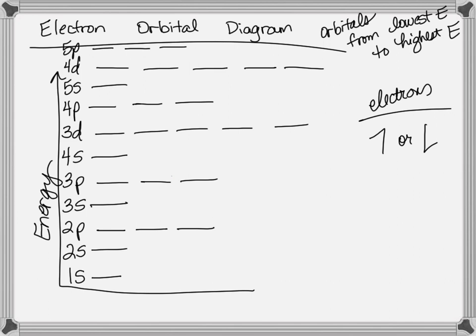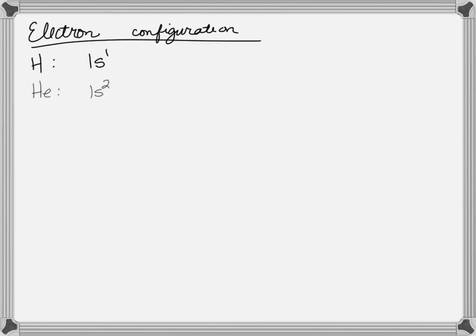Lithium. How many electrons does lithium have? If it's neutral, it has 3. So look. 1, 2, 3. That's lithium's orbital diagram. What is lithium's electron configuration? 1s2, 2s1. I'll show you a shortcut later.